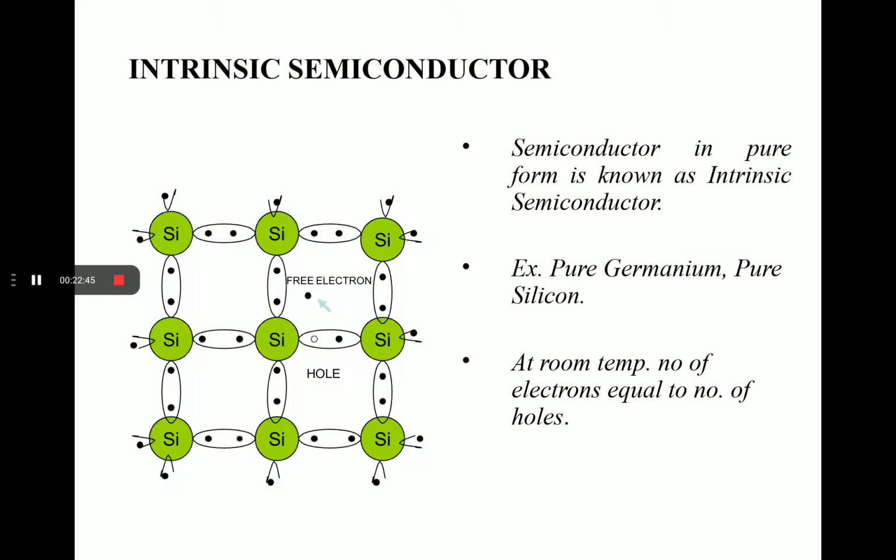A vacancy is created. That is called a hole. Hole is what we call this. Free electrons and holes are always generated in pairs.